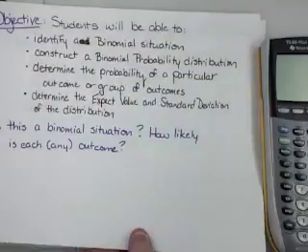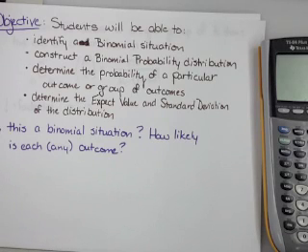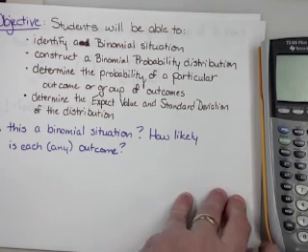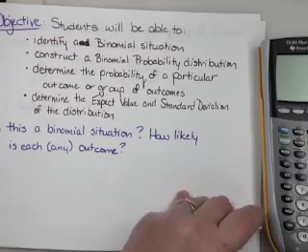Here we go. Students will be able to identify a binomial situation and construct a binomial probability distribution, determine the probability of a particular outcome or group of outcomes, and determine the expected value and standard deviation of the distribution. The question that I need you to think about is: is this a binomial situation? And how likely is each or any outcome?